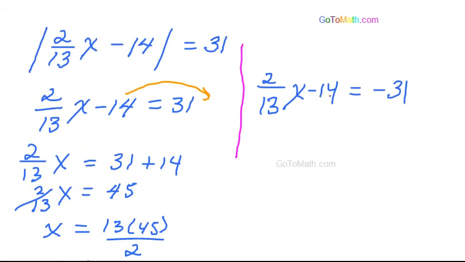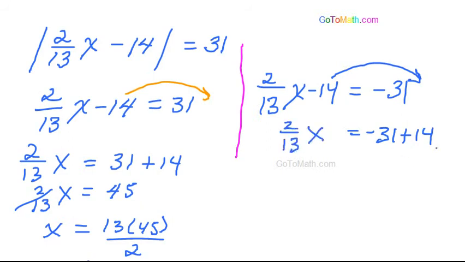Nice, lovely number. So we go ahead and do the same thing over here. Basically, bring that to the other side. So we have negative 31 plus 14, right? And then we have 2 over 13x. And let's go ahead and get that guy right there. And I'm getting, that should be like negative 17.